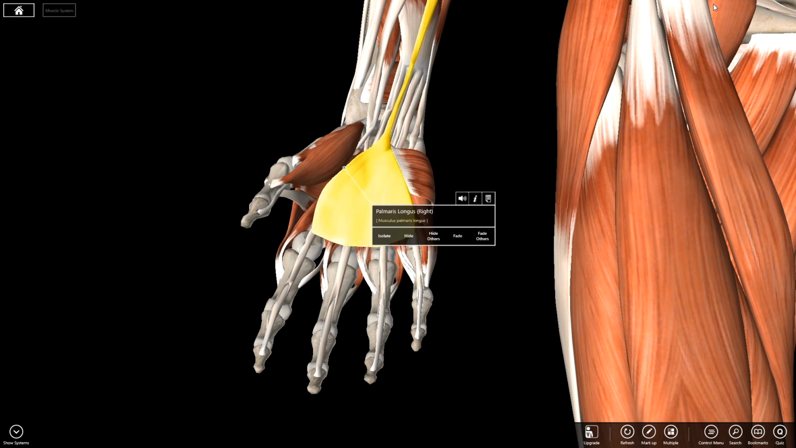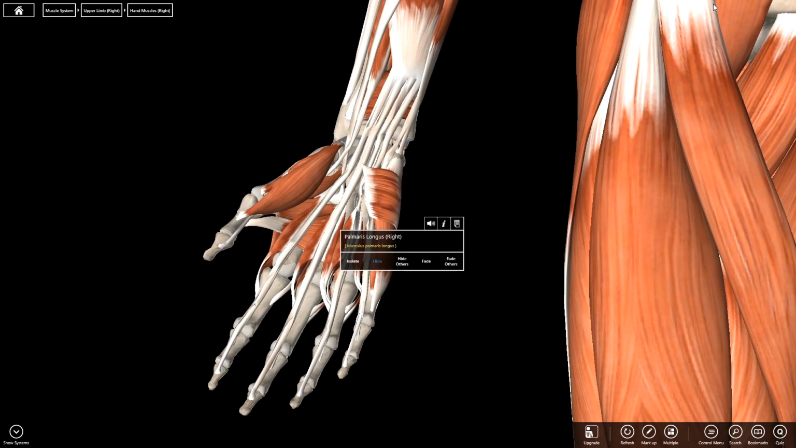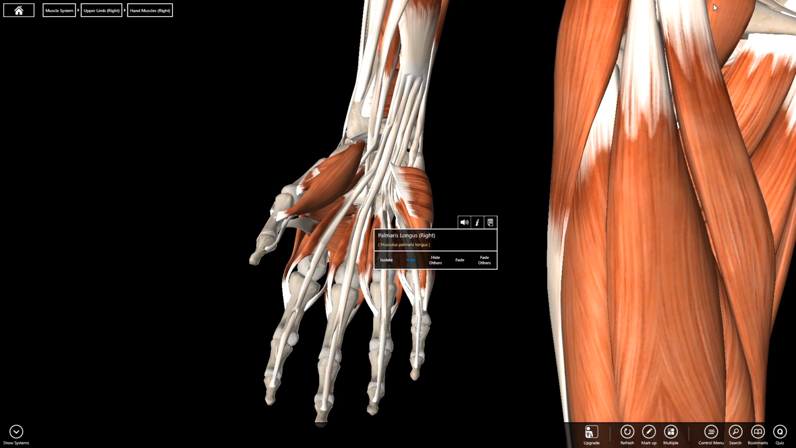So if I remove this palmaris longus, you can see some of the other tendons that are running through this. This is your carpal tunnel right here. And we have our flexor retinaculum found across here, but don't worry about it, I took that off. And then we have some of our tendons that run through here.